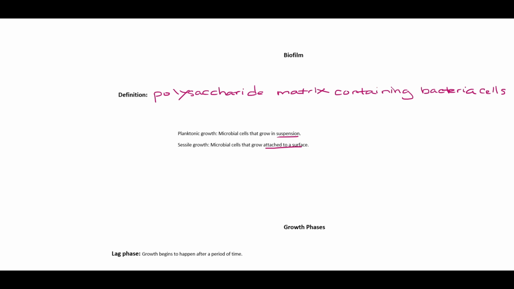Some more information about biofilms. Well, it is very important because, one, it prevents harmful chemicals from entering and harming the cells. So it's the prevention of harmful chemicals.